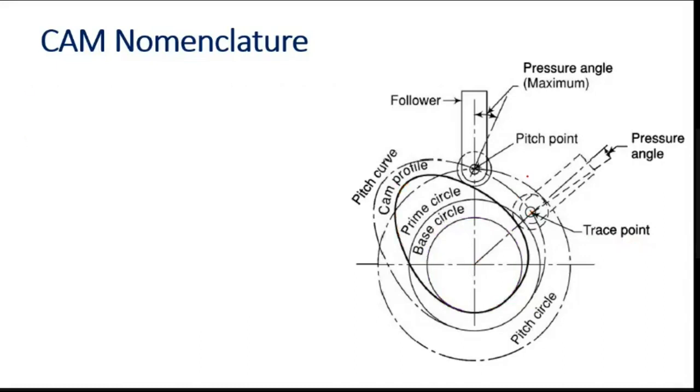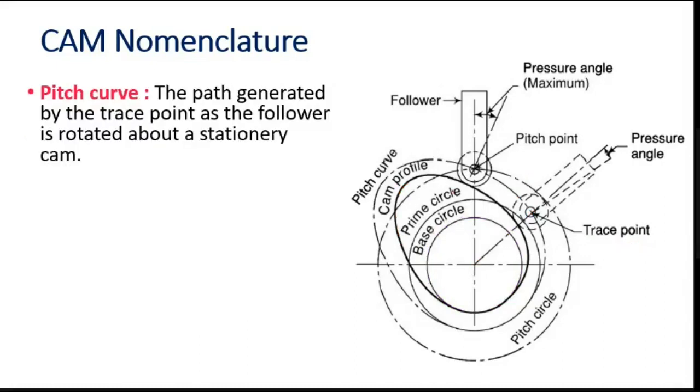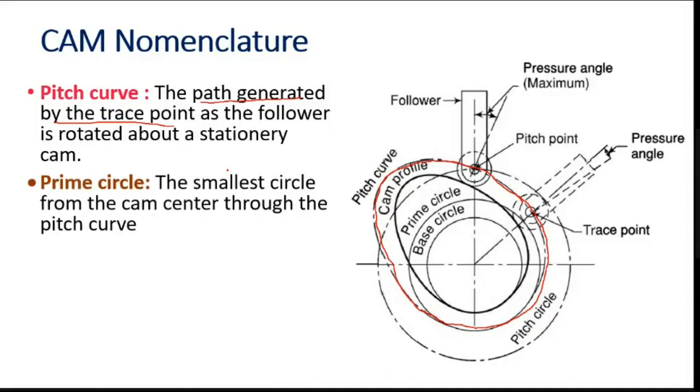Next, the pitch curve. If I draw the path of the trace point, you can see you will get one curve, just like your cam profile. That curve we call the pitch curve. The path generated by the trace point as the follower moves is called the pitch curve. The next one is the prime circle.